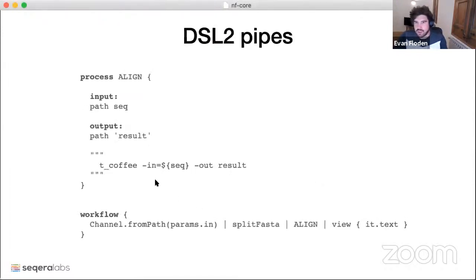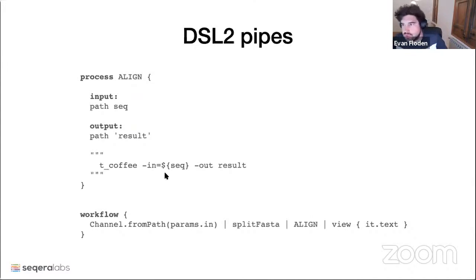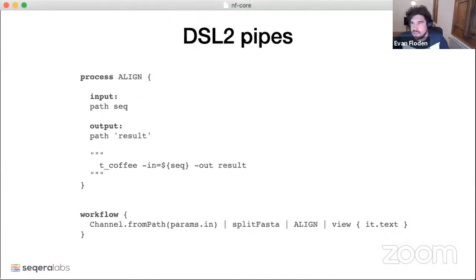Final thing I'll show you, and then I'm going to pass you on to Paolo, who will do a full demo of how we can convert a pipeline to DSL2. We also have the ability to use pipes here. And what this is saying is that we can write our workflow now no longer all in one line. We can pipe the outputs of processes, of operators, to the input of the next step.